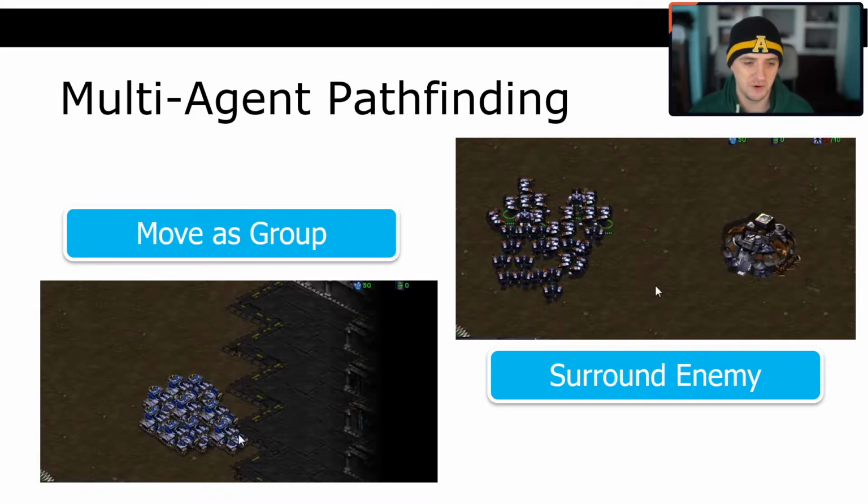So in this move as group example, what we have is a group of 10 or so siege tanks, and the siege tanks want to move from one side of a wall to the other side of a wall. And if you've ever played an RTS game, or really any video game, you know that if you have a group of units, you want those units to move as a group, right? You don't want them to trickle in single file, because if they do, then they're going to be picked off one by one. It's much more powerful if that whole group of units moves as one.